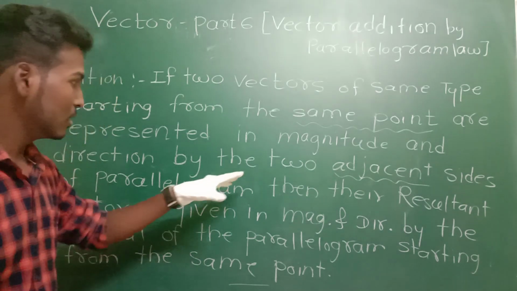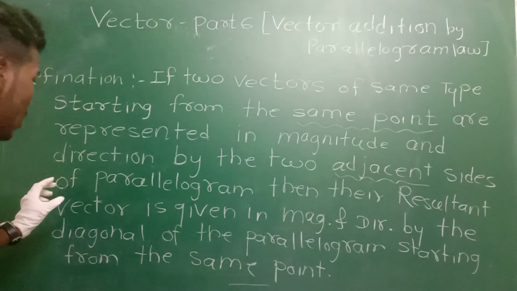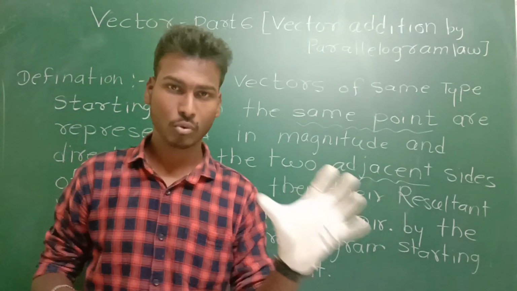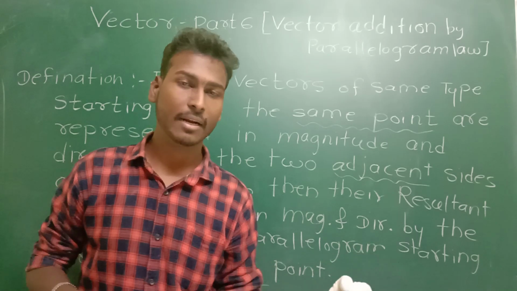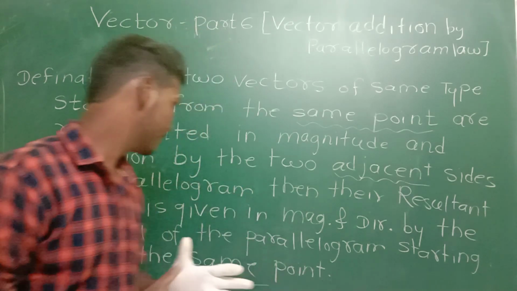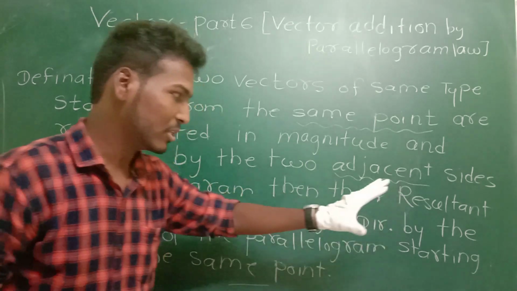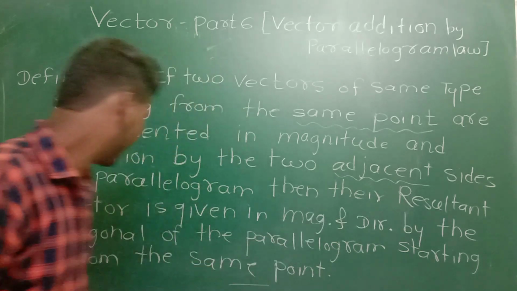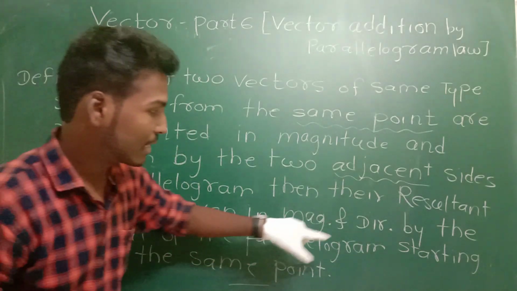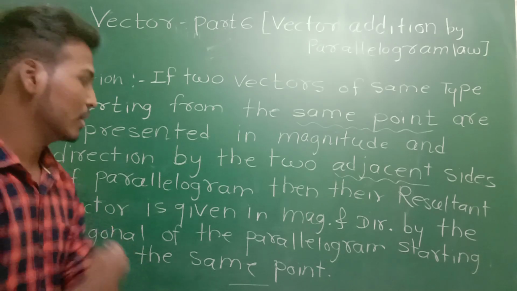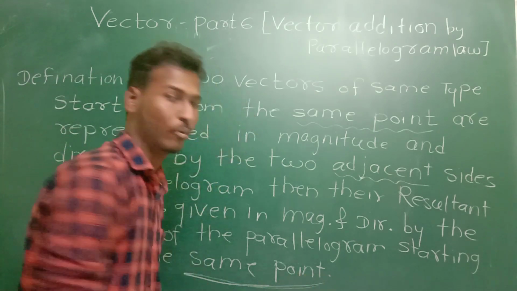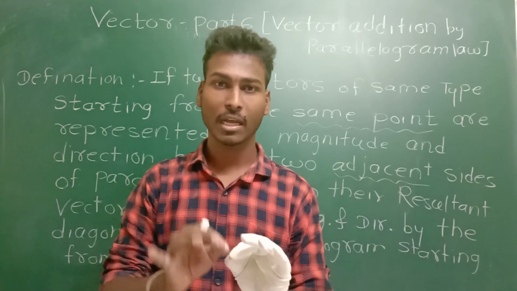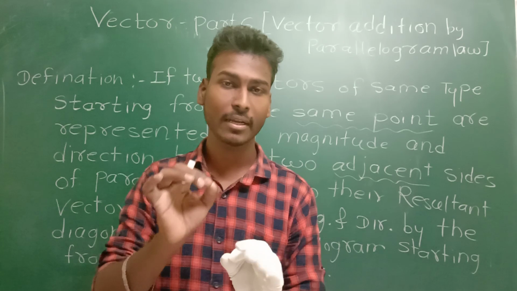So two adjacent sides of a parallelogram, then their resultant, the resultant of those two vectors represented by the adjacent sides of the parallelogram, is given in magnitude and direction. Basically the resultant vector is also a vector, so that magnitude and direction are given by the diagonal of the parallelogram starting from the same point. So the common thing here is the same point. All three vectors should start from the same point, so no confusion here. The starting point is always common.